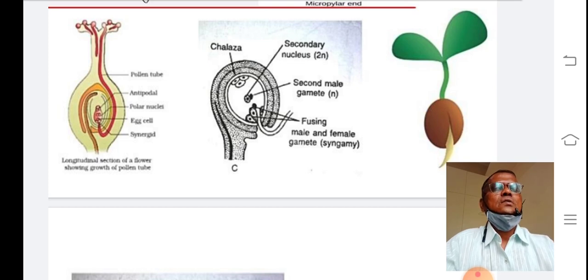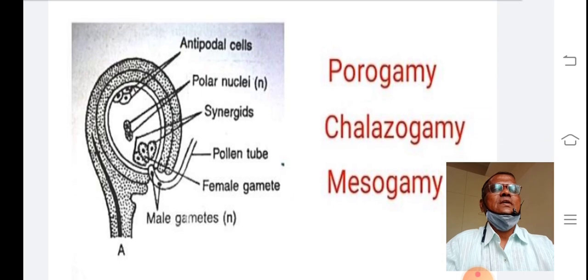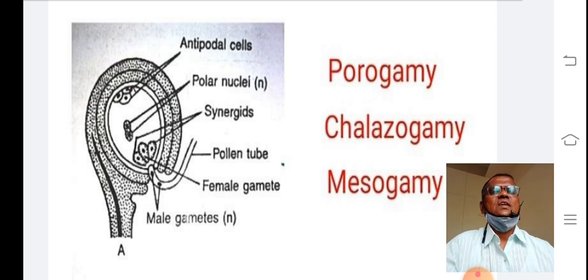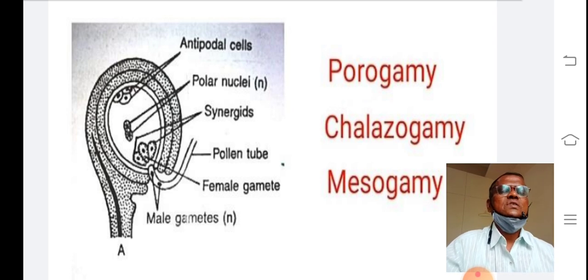Here the second male gamete fuses with the female one. At the time of germination, it enters through the micropyle, and fertilization takes place, which is called syngamy. Then there are types of fertilization: porogamy, chalazogamy and mesogamy. Porogamy means entry through the pore, chalazogamy means through the chalazal end, and mesogamy means through the middle. But their examples are different.